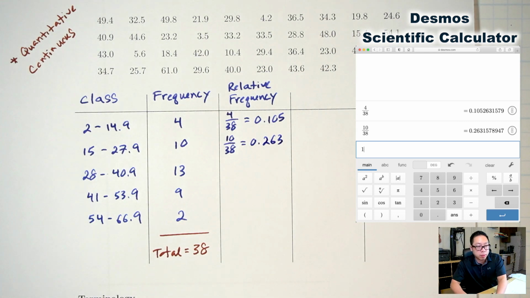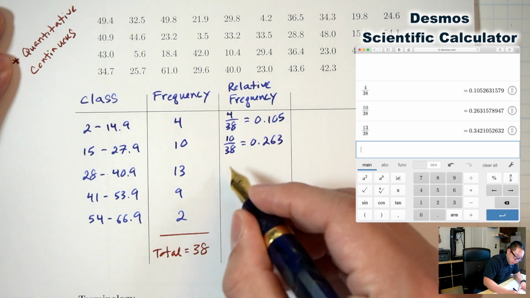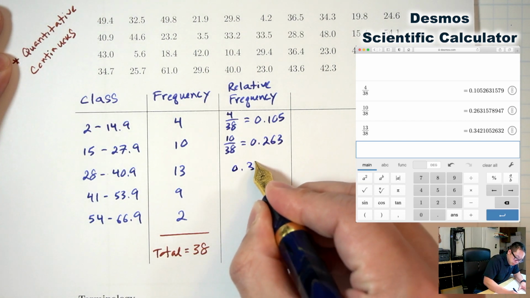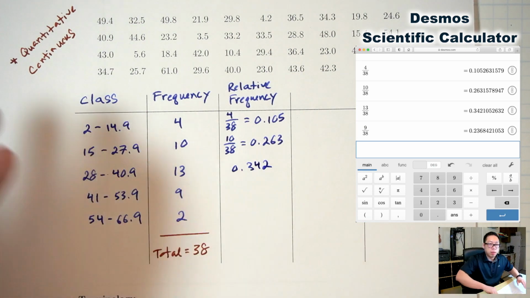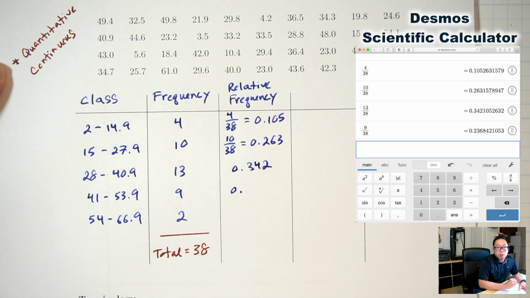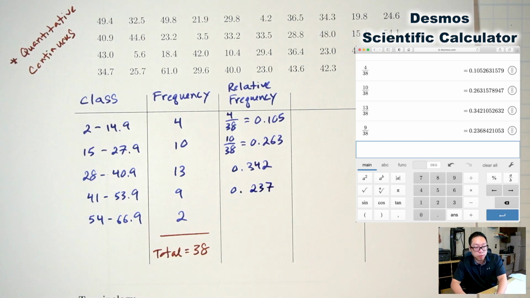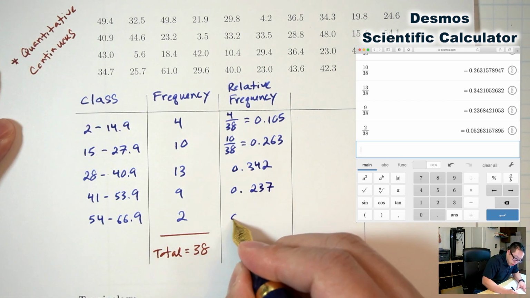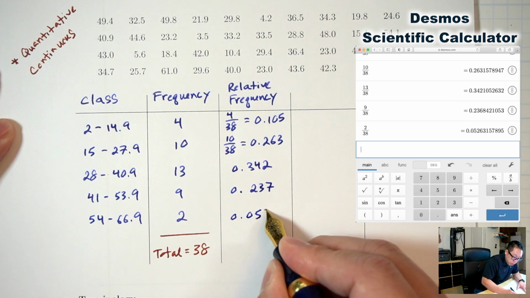13 divided by 38, 0.342. 9 divided by 38, 0.237, this one gets rounded up to 237. And then finally 2 divided by 38, 0.053.